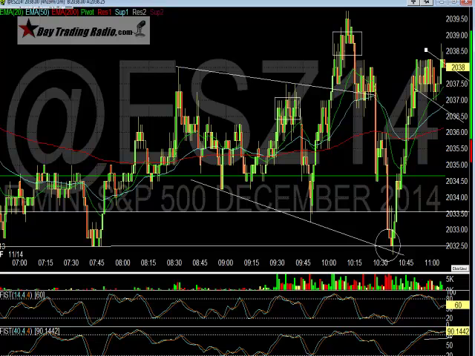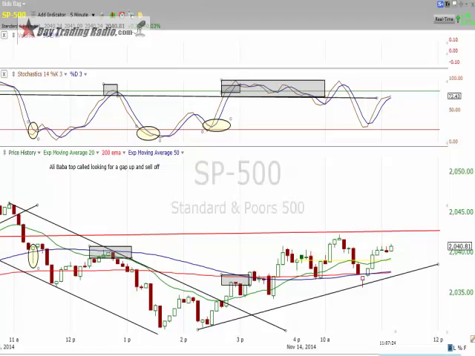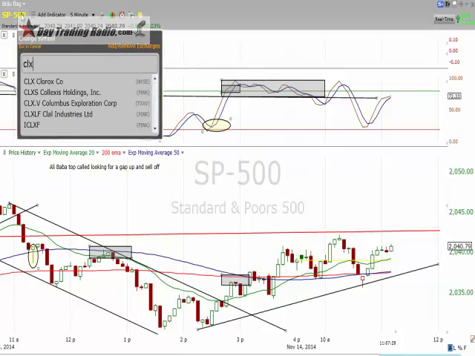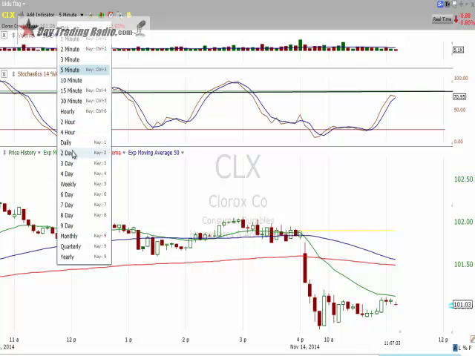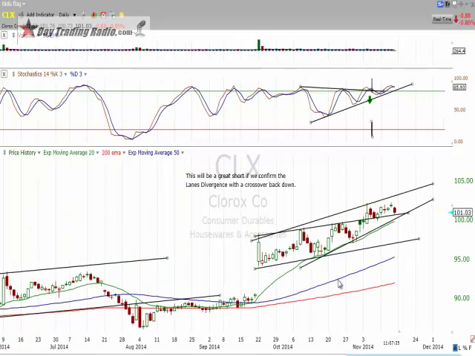Added to a couple things today. Added to a Clorox short, CLX. And the CLX, I've been waiting for this. They've been battling it out because the market's been very strong. But you can see relative weakness today in this one. And we'll go to the daily. This is the first one.